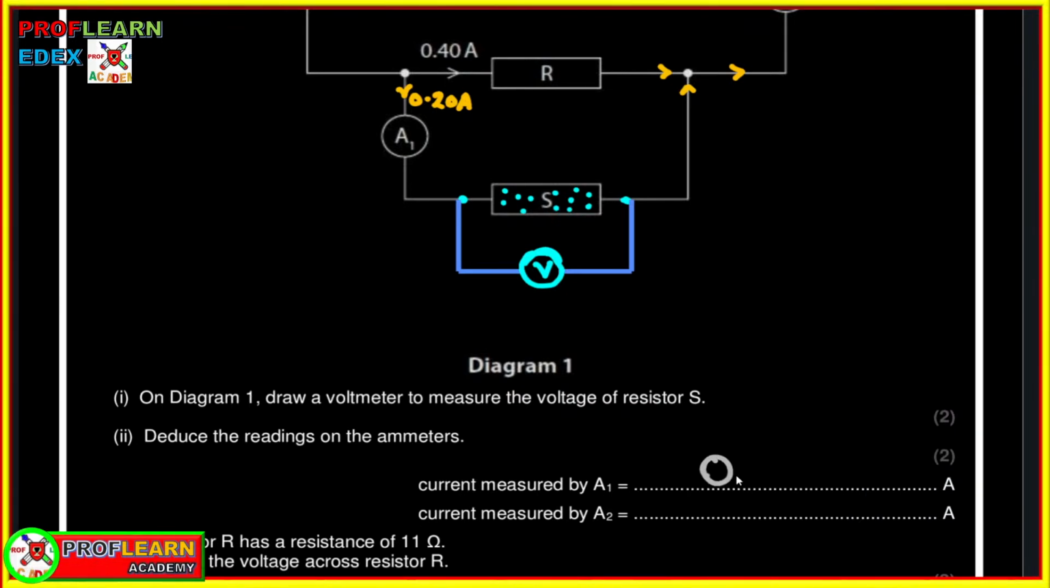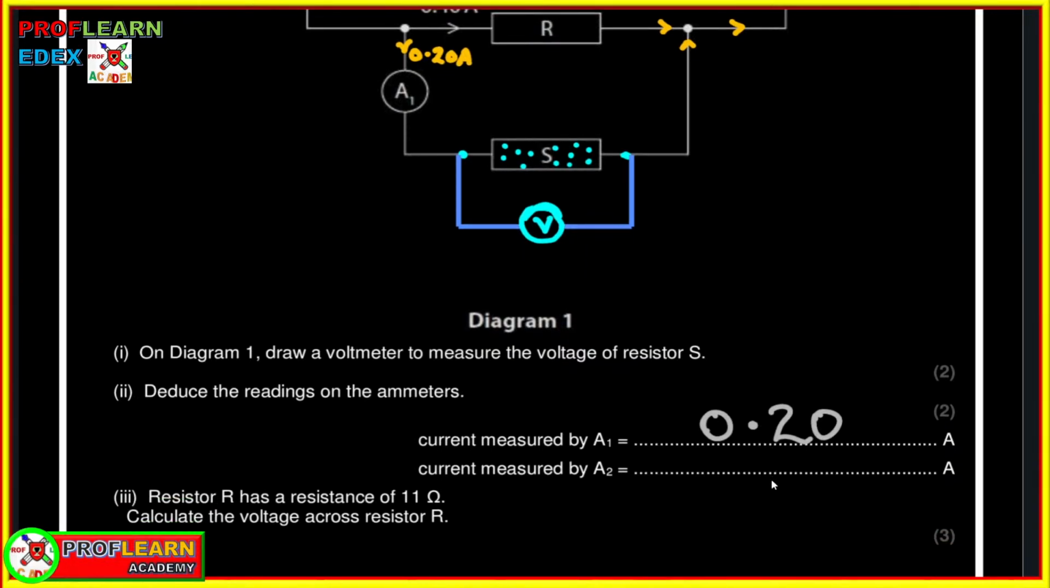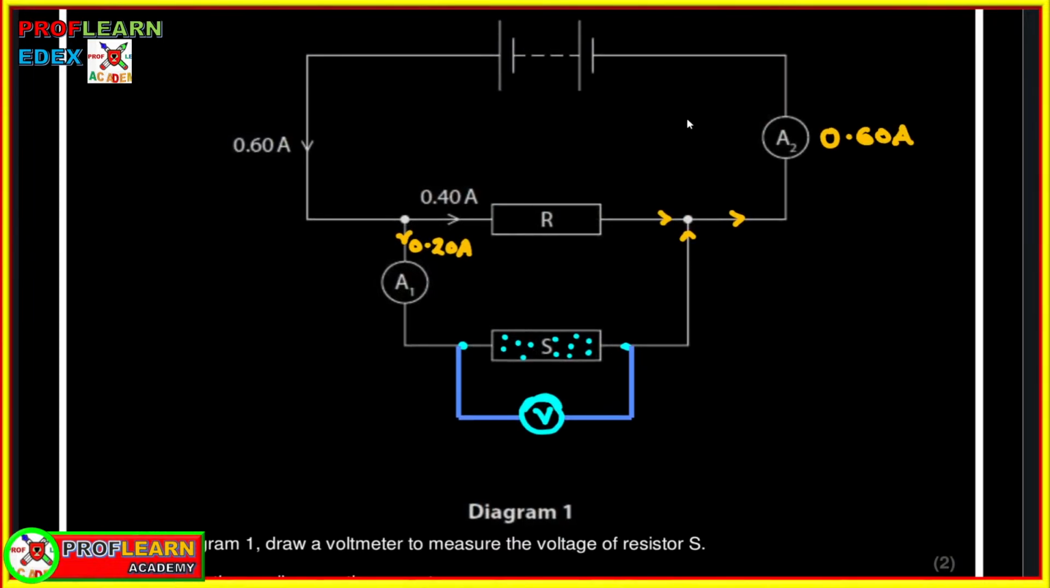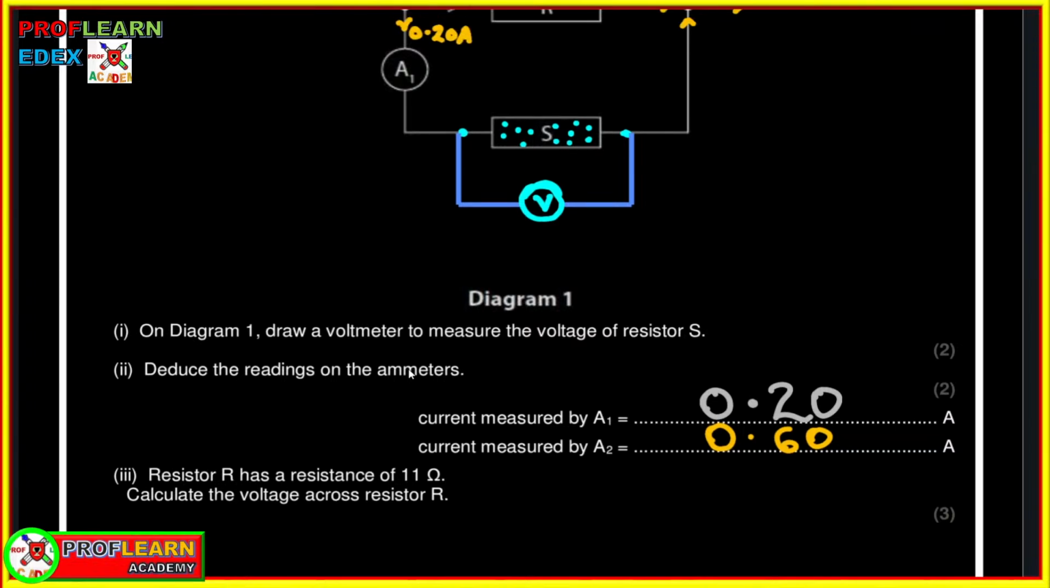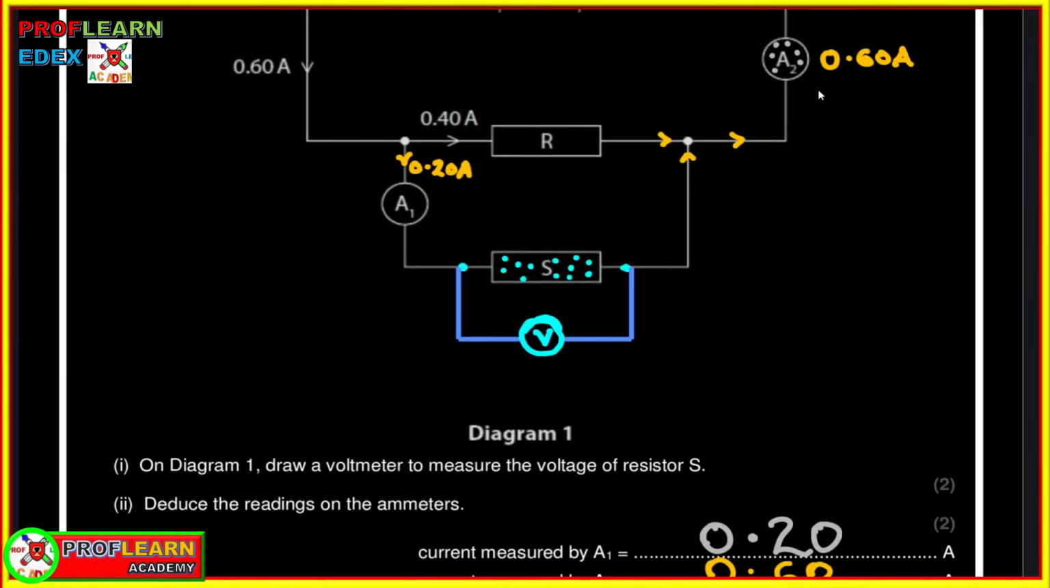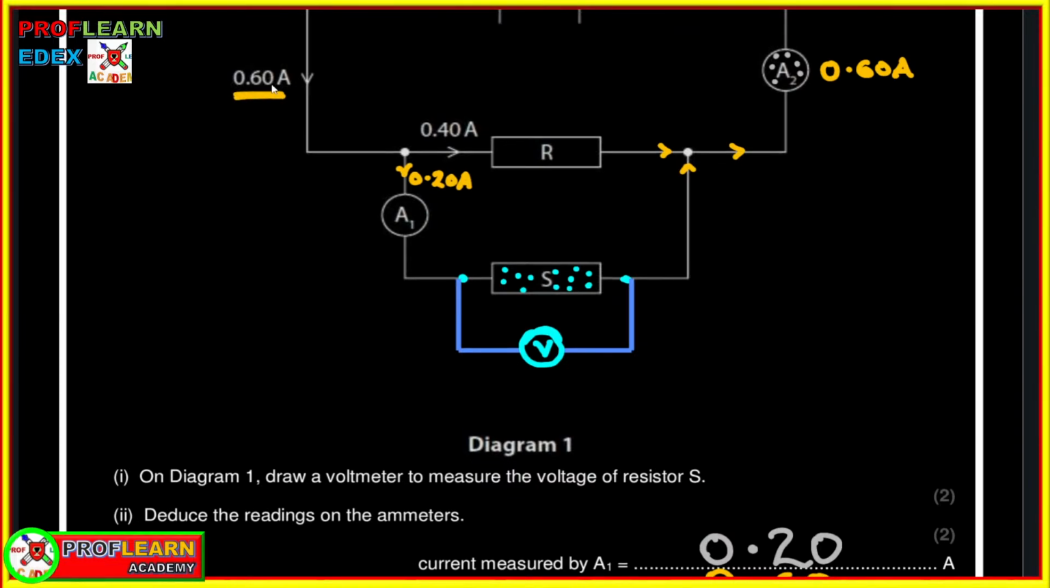That is 0.20 amperes. Current in ammeter 2, this one here, is going to be 0.60 amperes. Because that current joins up, we say that the current joins up so that it becomes the current that was at this point.